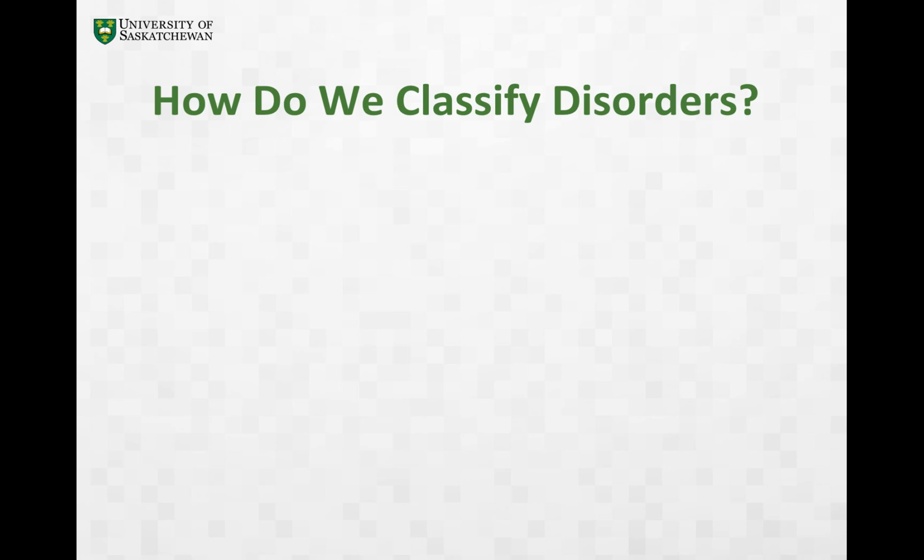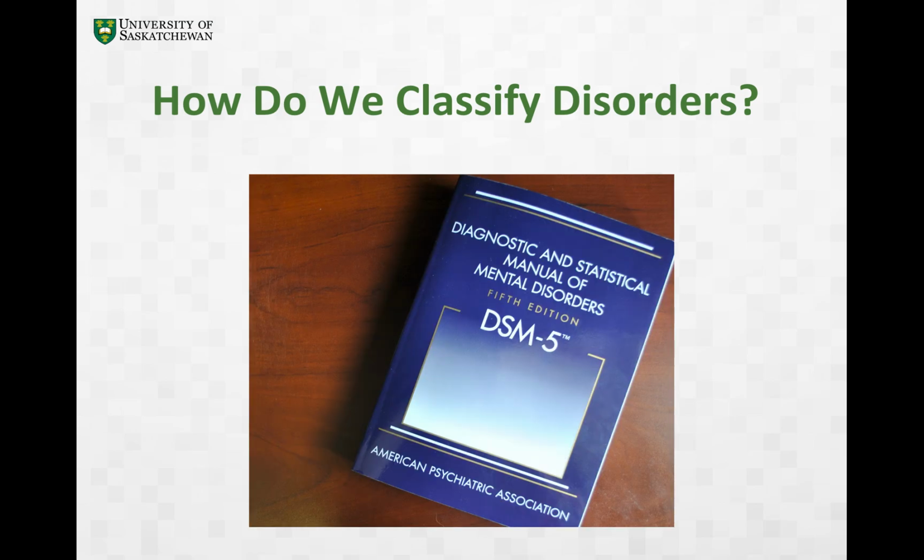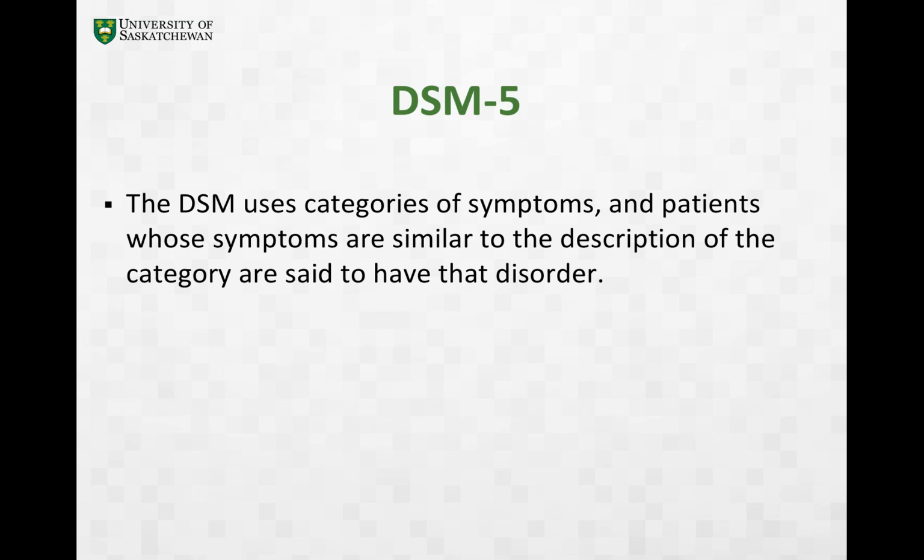So, how do psychologists, psychiatrists, the folks who work within this realm, how do we classify mental disorders? Well, this is how we do it. We do it using the Diagnostic and Statistical Manual of Mental Disorders, 5th edition, or what we call the shorthand, the DSM-5. The DSM-5 has been called the so-called Bible of mental disorders. And what it does is it uses categories of symptoms and patients whose symptoms are similar to the description of the category. And if you have that, then you're said to have that disorder.